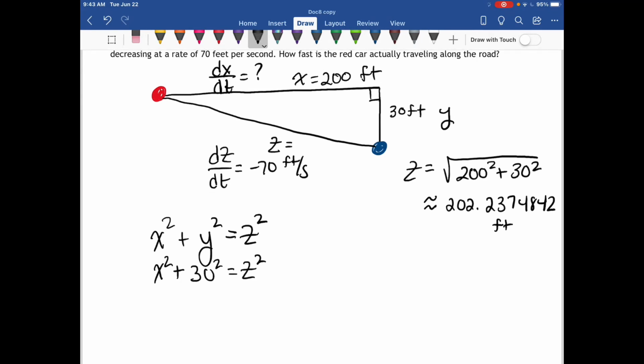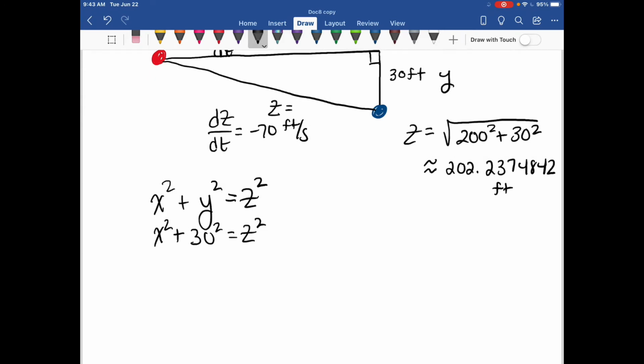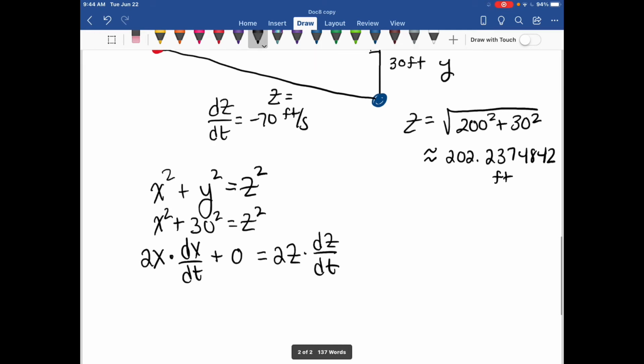Now, we're going to take the derivative. The derivative of x squared plus 30 squared is equal to z squared. So I'm going to take the derivative of x squared first. That's 2x. Now, since x is changing with respect to time, I have to use the chain rule and multiply by dx/dt. When I take the derivative of 30 squared, that's a constant, so that's going to be 0. And then when I take the derivative of z squared, that's also changing with respect to time. So I'm going to write this as 2z, and then I have to use the chain rule, dz/dt.